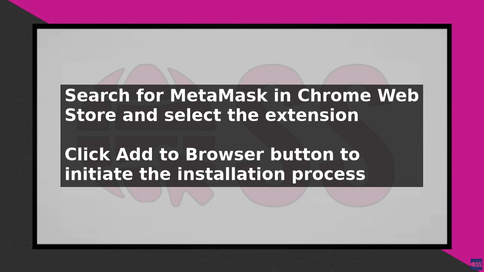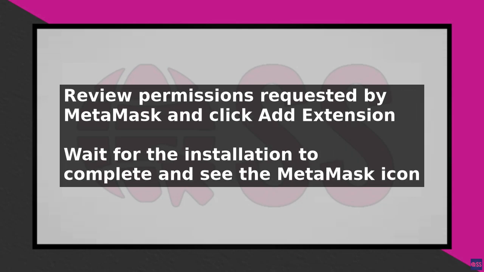After clicking the Add to Browser button, a pop-up window will appear asking for your permission to add the MetaMask extension to your browser. Review the permissions requested by the extension and click the Add Extension button to proceed. Once the MetaMask extension is installed, you will see the MetaMask icon in the top right corner of the browser window. Click on this icon to open the MetaMask wallet and start the setup process.